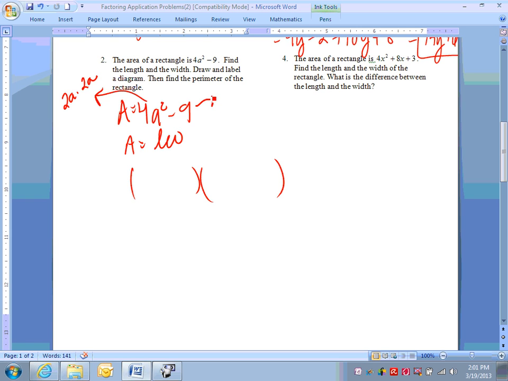And 9 can be written as 3 times 3. So that is what makes those two things perfect squares. And there's a subtraction sign in between them. So our first base is 2a, so we put that at the front of both of our parentheses. Our second base is 3, so we put that at the back of both parentheses. And when we're doing a difference of perfect squares, we do a plus and a minus. So that is now our area factored. And this is our length, and this is our width.